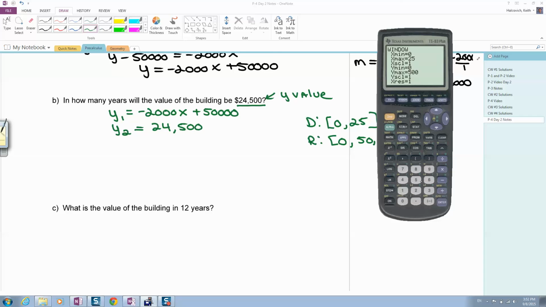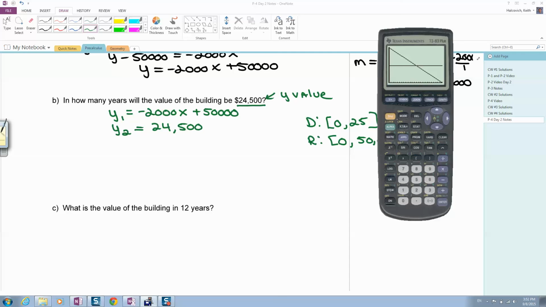And then 0 to 50,000. And then you graph it. So notice you get a depreciating line, and notice you get an intersection right there. That's what we're interested in finding.